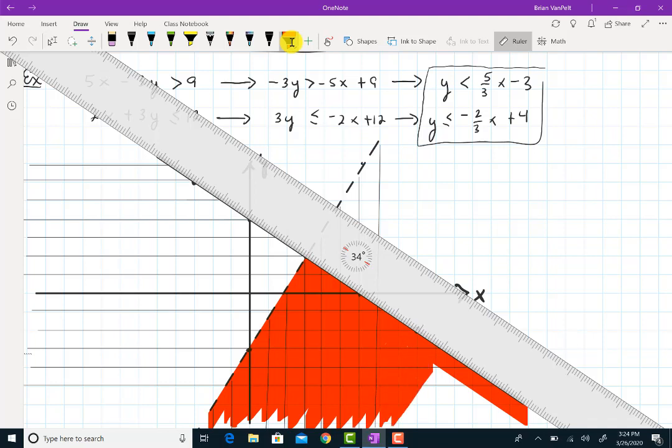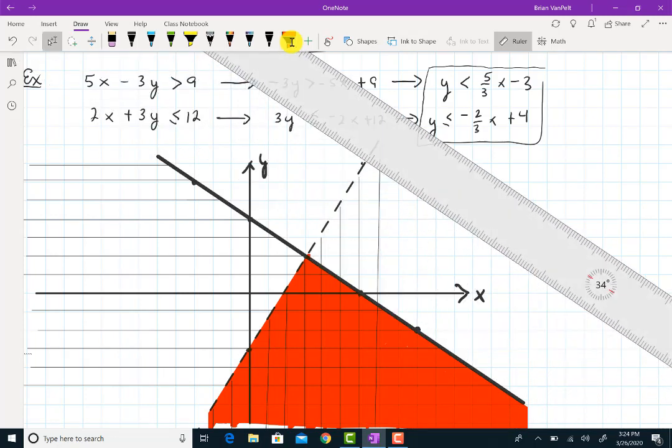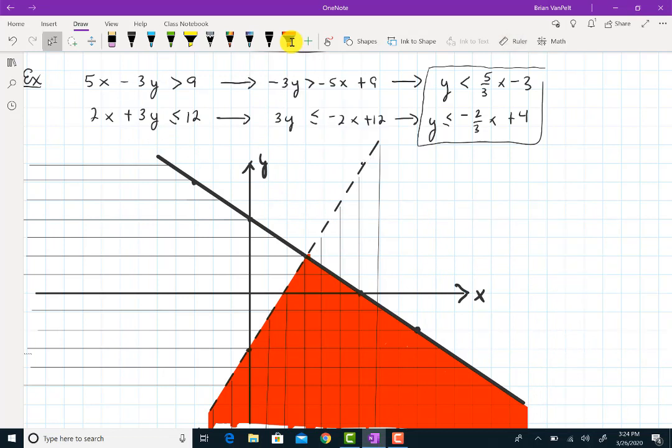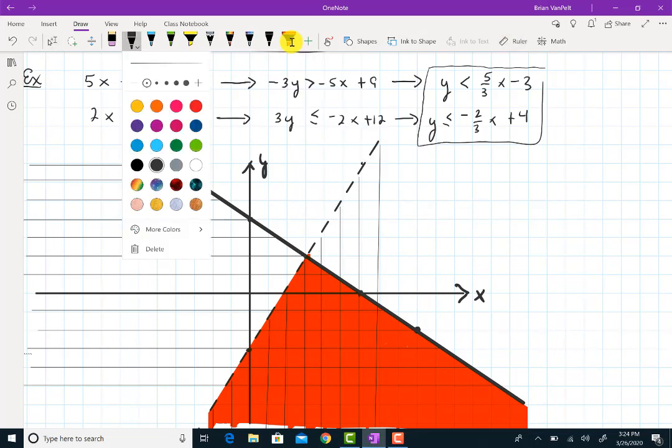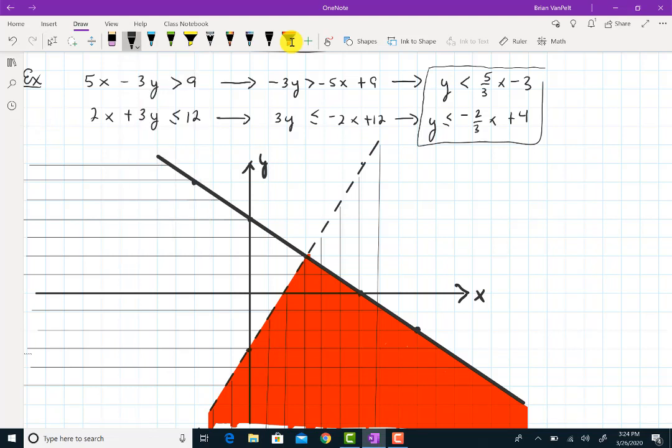And as always, I'm going to try a test point just to make sure that I have shaded the correct region. So let's move this thing out of the way. Let's do a checkpoint. Let me see how big my thing is. I'm going to pick one at random in the cross area. So let's pick this one.